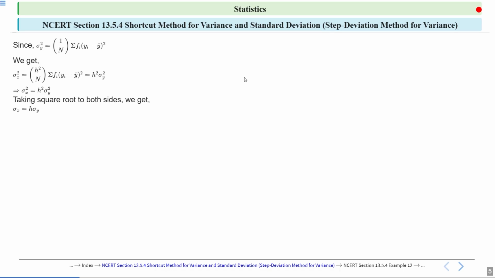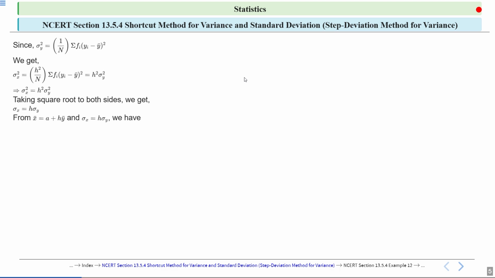Now let's take the square root of both sides to move from variance to standard deviation. So we get sigma x equal to h times sigma y. So the standard deviation of x is just h times the standard deviation of y. Recall that the mean of x can be written as x bar equal to a plus h times y bar, and sigma x equal to h times sigma y.